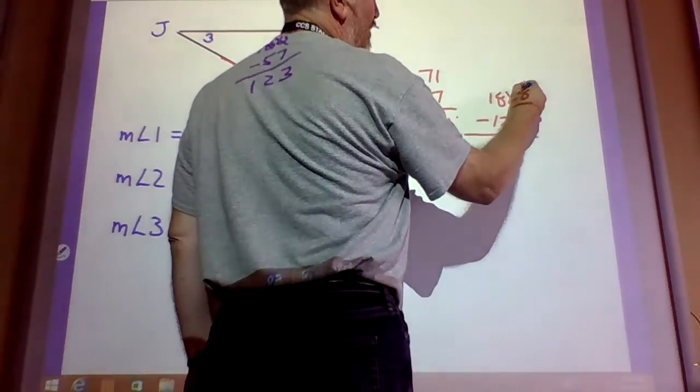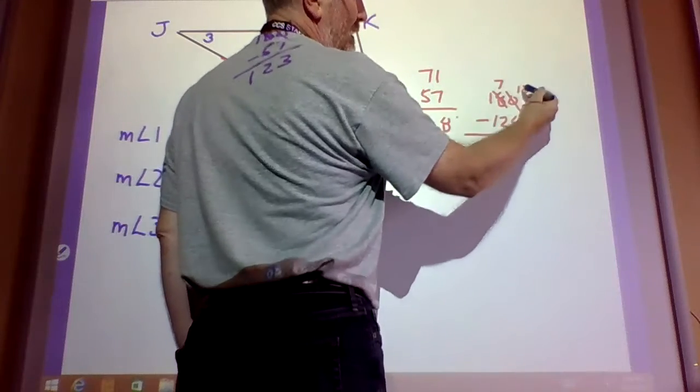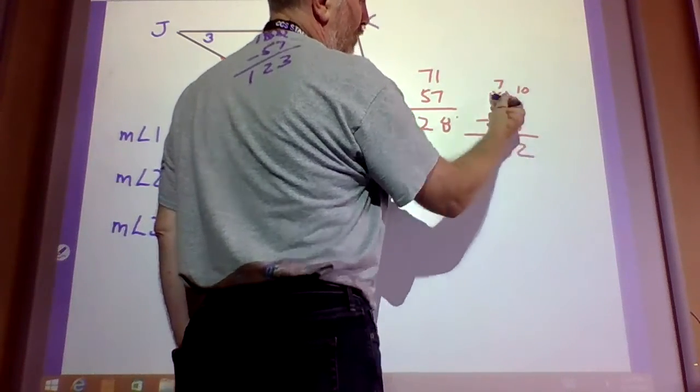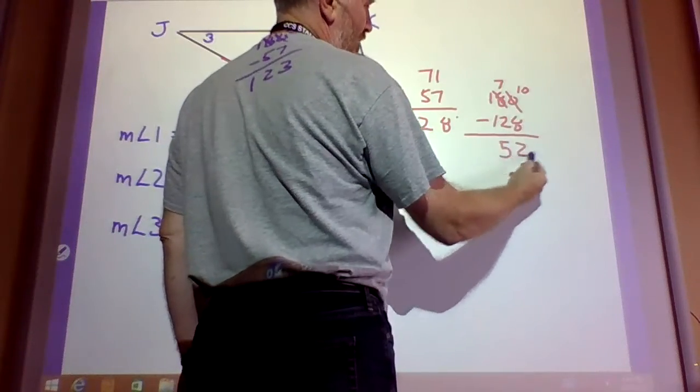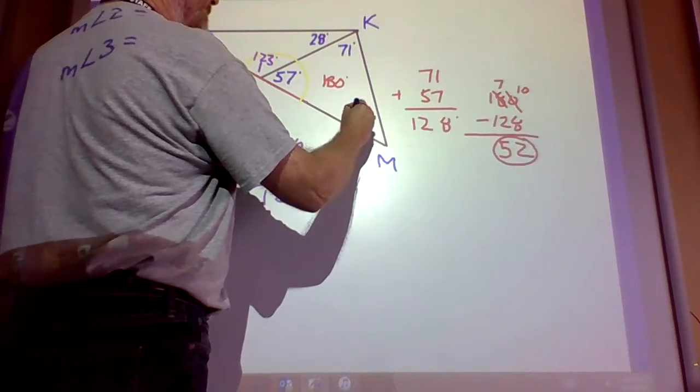I'm going to turn that 0 into a 10, which means I had to borrow from the 8. So he's now a 7. 10 minus 8 is 2. 7 minus 2 is 5. 1 minus 1 is nothing. So the missing piece, 52 degrees. Ta-da!